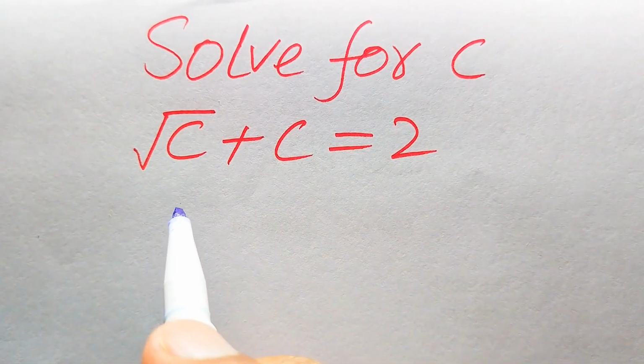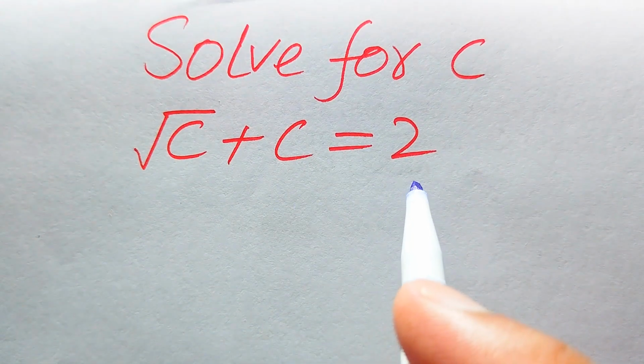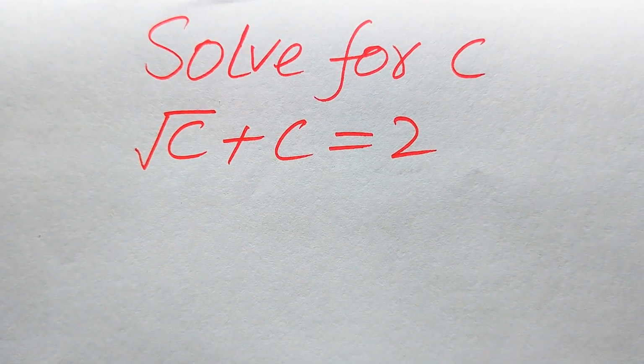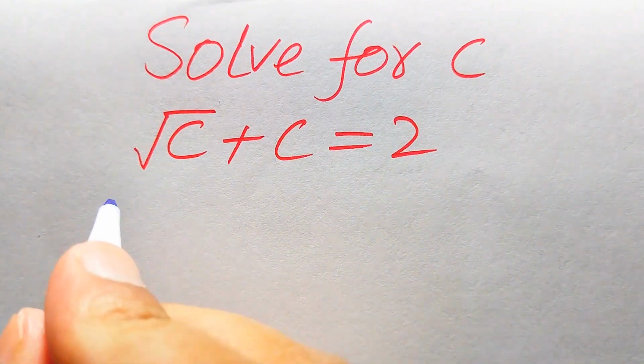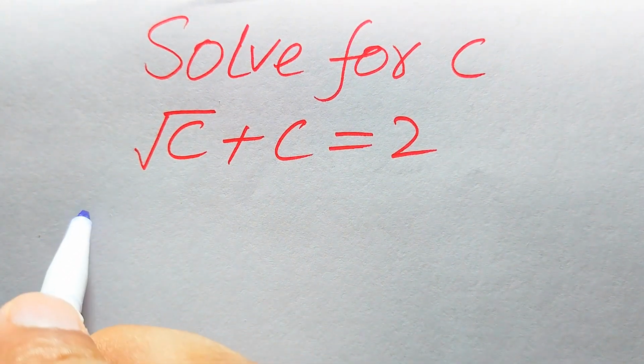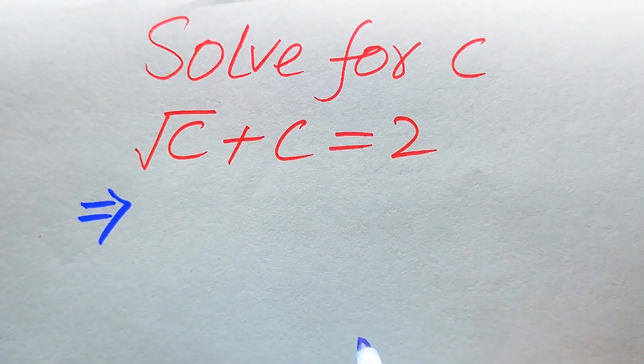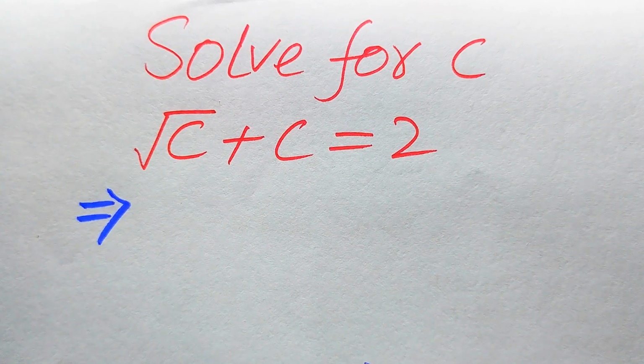So here we have square root of c plus c is equals to 2. We solve this problem for all the values of c. So here first we find all the roots of this equation, and at the last we will verify which of the roots are solutions and which of the roots are extraneous roots. And now we move towards the solution of this problem.